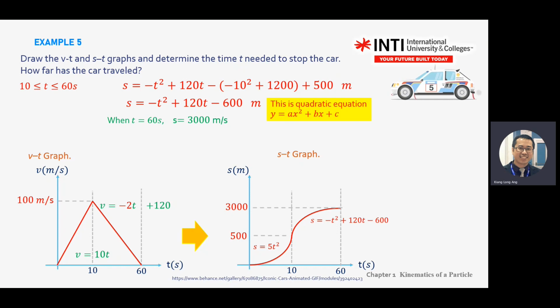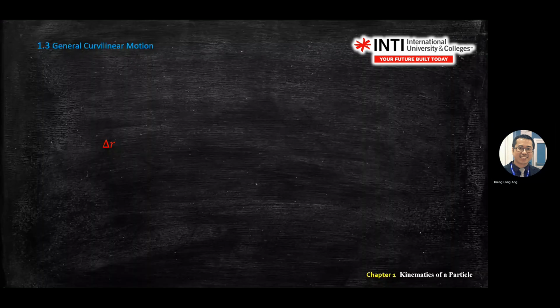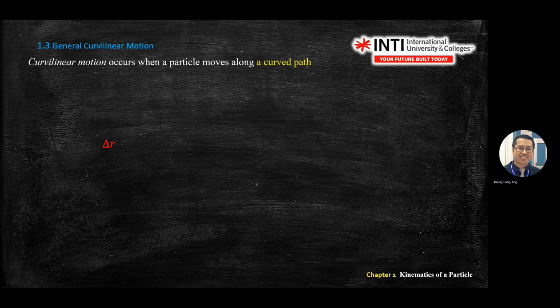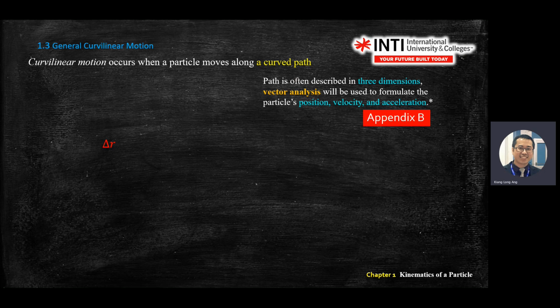Okay, next after the break, we go into curvilinear motion. We already completed rectilinear motion, which is in a straight line. The word curvilinear means a curved path. Again, we will still be using position, velocity, and acceleration as vectors.